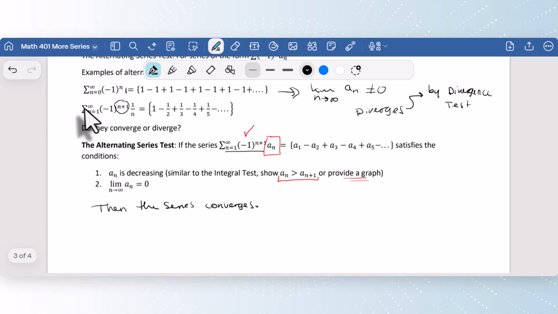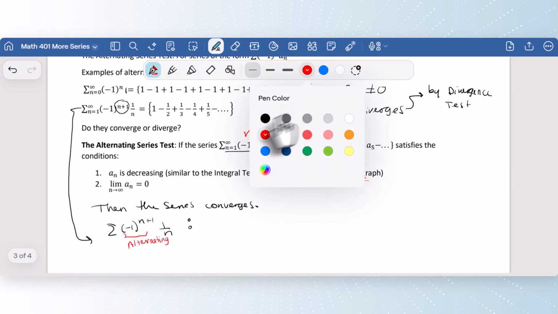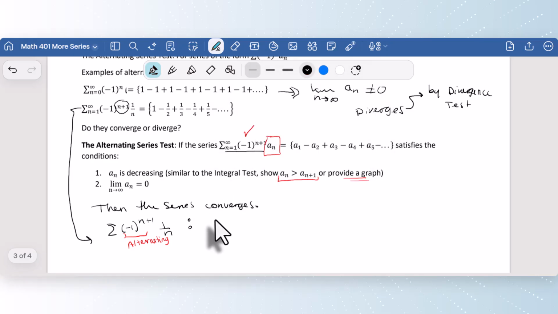So the second example, let's look at this one. I can tell that it is alternating because I have the negative 1 to the n plus 1 and then my 1 over n. This little negative 1 to the exponent tells me that this is alternating, and all that says is, okay, you can use the alternating series test. So we go look at the conditions. So a sub n is 1 over n.